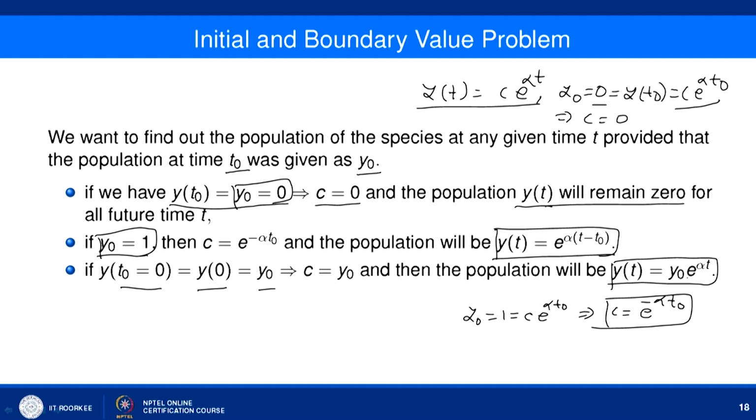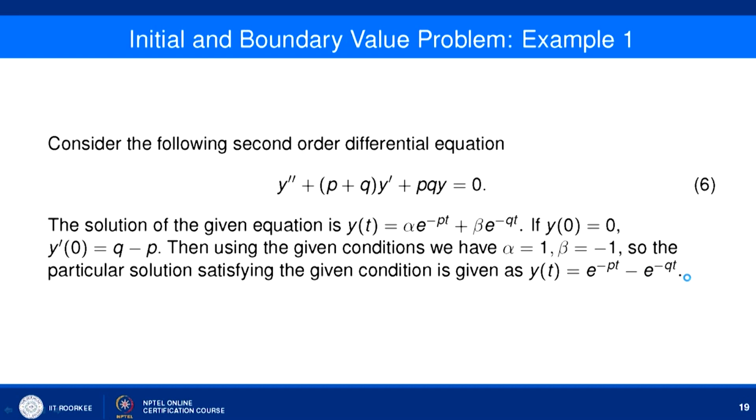Now, look at the next example. Consider the following second order differential equation: y double dash plus (p plus q) y dash plus p q y equal to 0. This is a second order differential equation with constant coefficients. Here p and q are constants. We can find the solution of the given equation as y(t) equal to alpha e to power minus p t plus beta e to power minus q t.